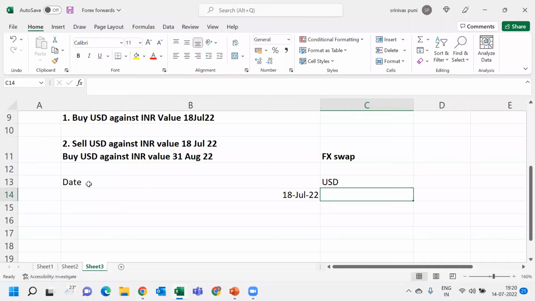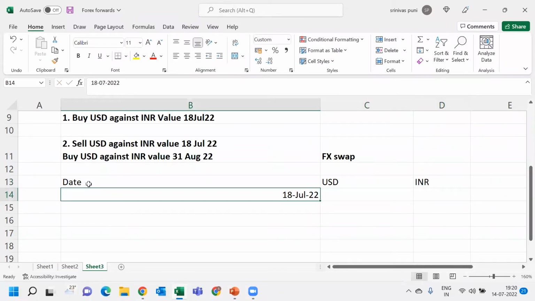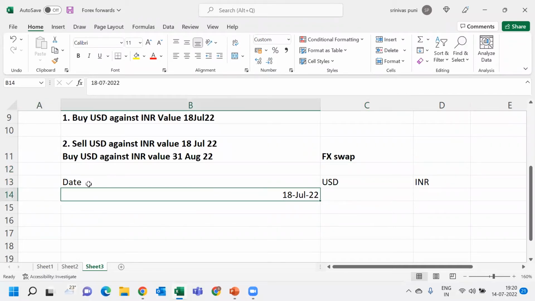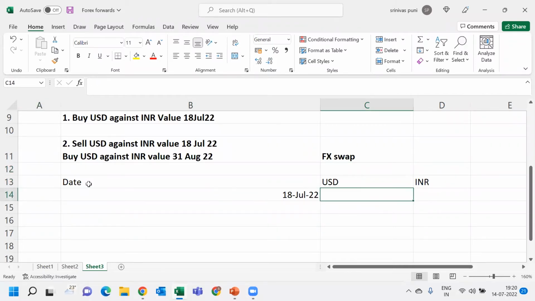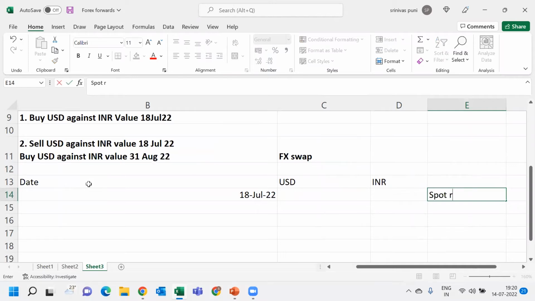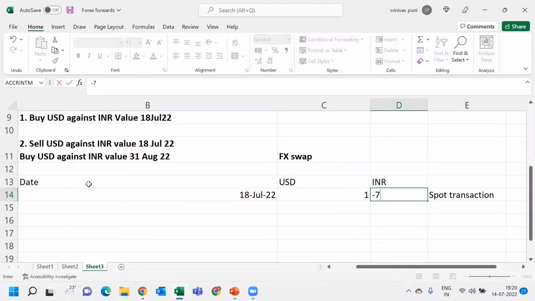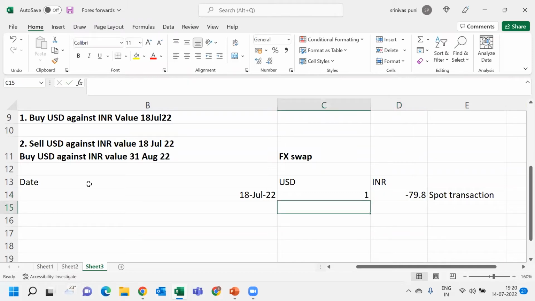So let's say US dollars and INR. You are buying dollars, right? So this is basically 18th July. So what are you doing? Your spot transaction leg. You are buying plus $1. Let's assume $1 you are buying, for simplicity's sake, instead of 1 million. And when you buy dollar, you will pay how much? You will pay minus 79.8 rupees, because that is what you are going to give to the bank. If you just did a spot transaction on 18 July settlement, this is what is going to happen.